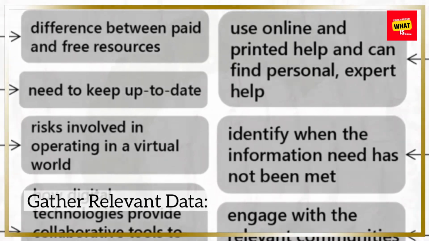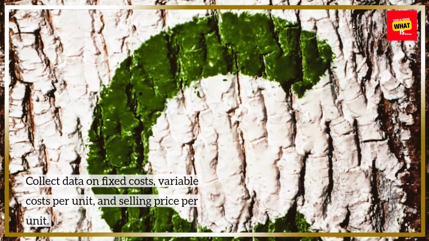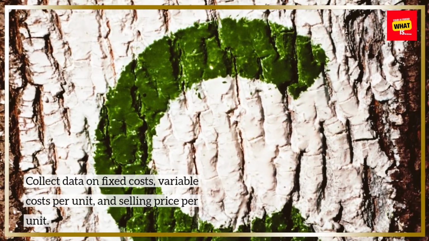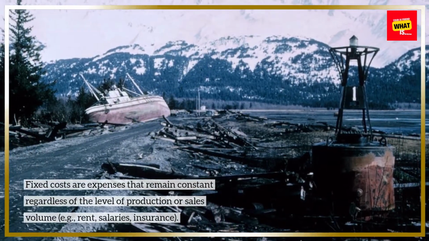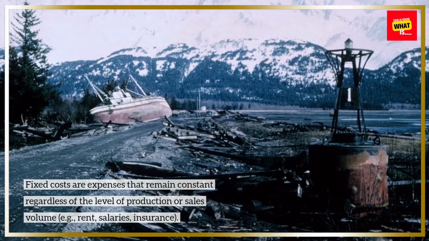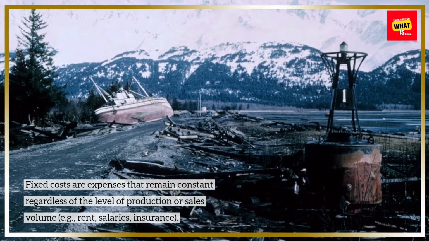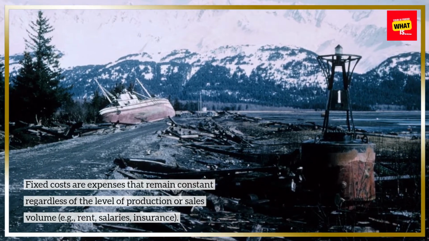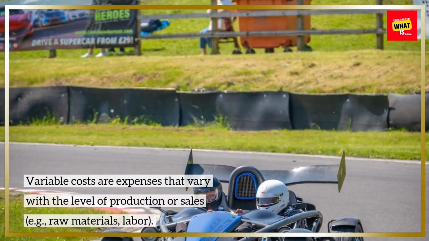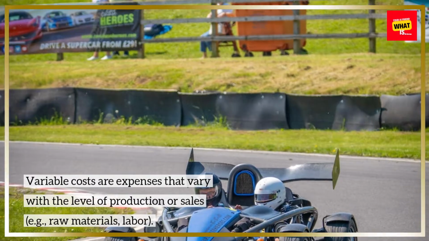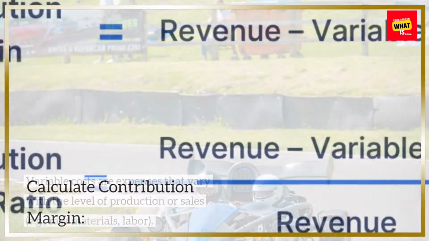Gather relevant data. Collect data on fixed costs, variable costs per unit, and selling price per unit. Fixed costs are expenses that remain constant regardless of the level of production or sales volume, e.g., rent, salaries, insurance. Variable costs are expenses that vary with the level of production or sales, e.g., raw materials, labor.